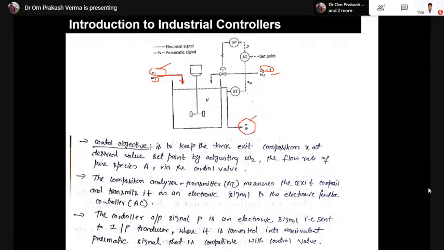We have measured the concentration using the analyzer. Using the analyzer transmitter, we send the signal to the analyzer controller, and there is some set point. From the set point we calculate some error, and then we send a signal to the valve. The I/P is nothing but current to pressure. There's the pneumatic signal. Basically, the automatic controller works on an electronic signal.